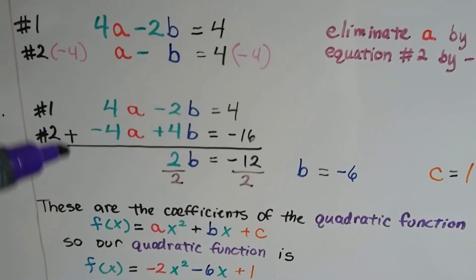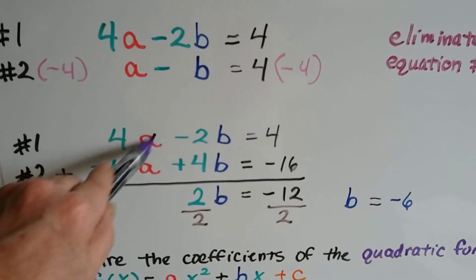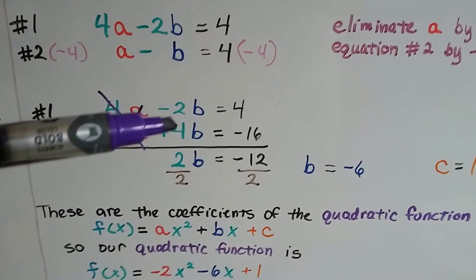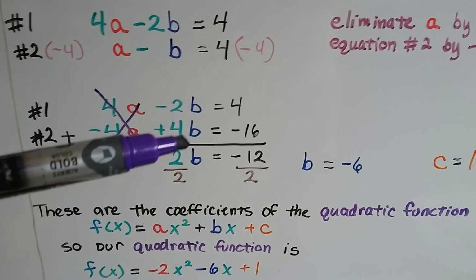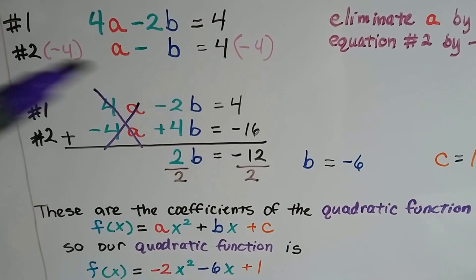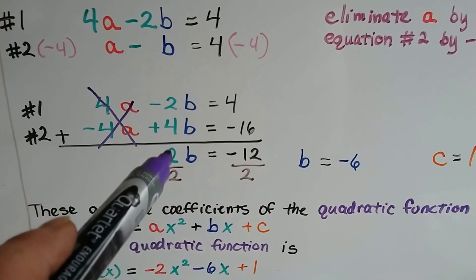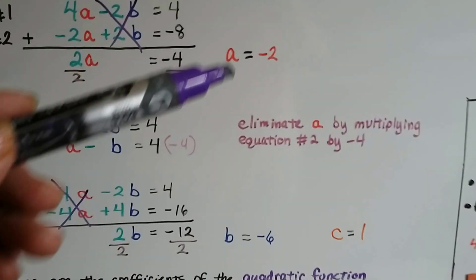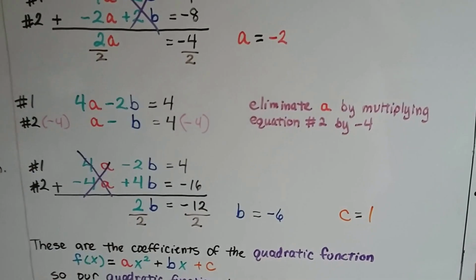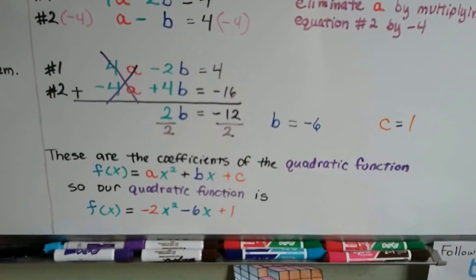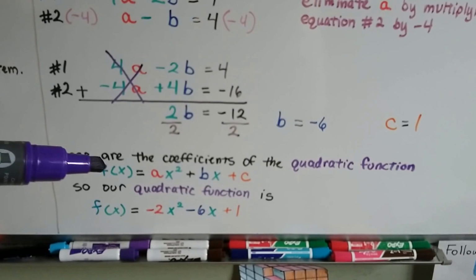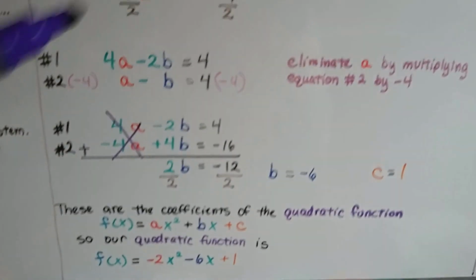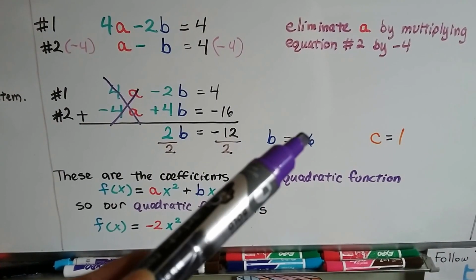Now we add them together, and we get our additive inverses here, our 0 pair, so now the a is gone. We have negative 2b plus 4b, that's going to give us a positive 2b, and it's going to equal negative 12. We divide each side of the equation by this 2 coefficient, and we get b is equal to negative 6. So now we know that a is negative 2, b is negative 6, and c is 1. These are the coefficients for the quadratic function.